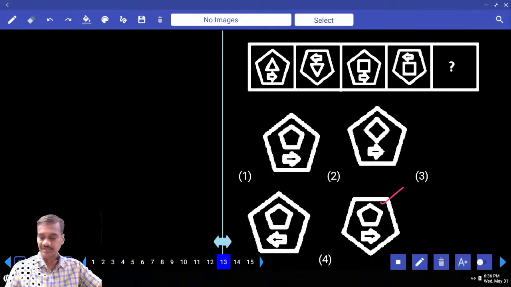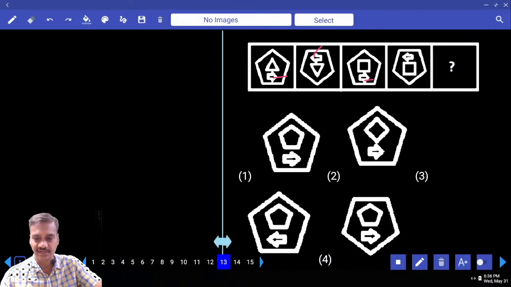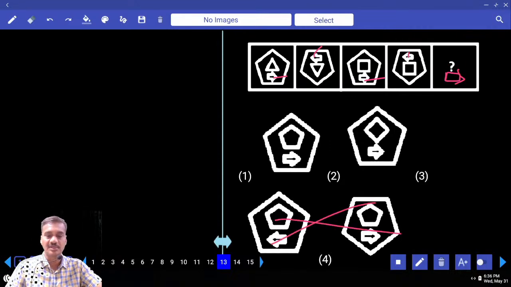Now in this question number 13, we need to find out the next figure. If you check this arrow, it is at the bottom right hand side, left hand side, again right hand side, left hand side. So the arrow must be present towards the right hand side like this. These two were ruled out. Then coming to this figure, a 3-sided figure repeated twice, then a 4-sided figure repeated twice, then a 5-sided figure. That is choice 1, question number 13.